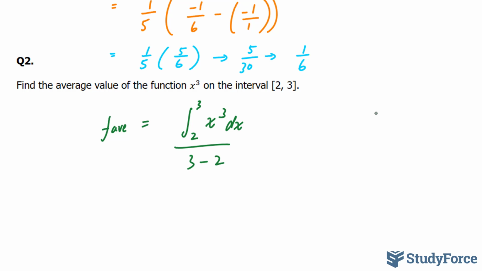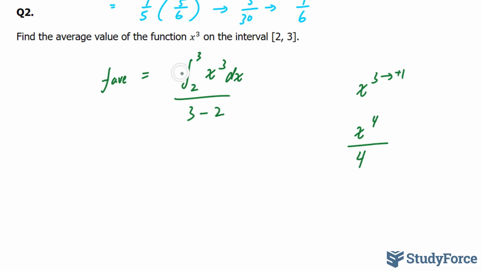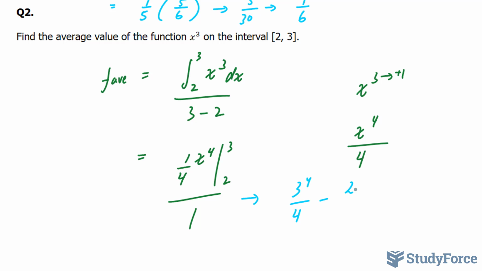So we're going to take the integral of x to the power of 3, increase this by 1, and we end up with x to the power of 4 over 4. I'm going to replace this top part by x to the power of 4 and a quarter, and I'm going to evaluate the top part by 3 and 2. Notice that the denominator went to 1 because 3 minus 2 is 1. So let's do that. 3 to the power of 4 over 4 minus 2 to the power of 4 over 4.